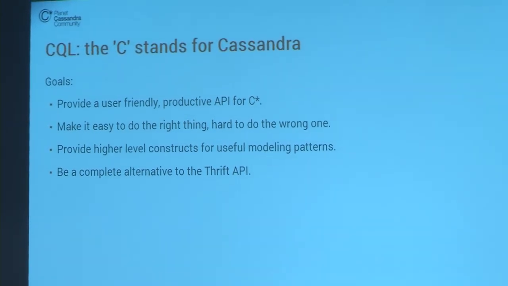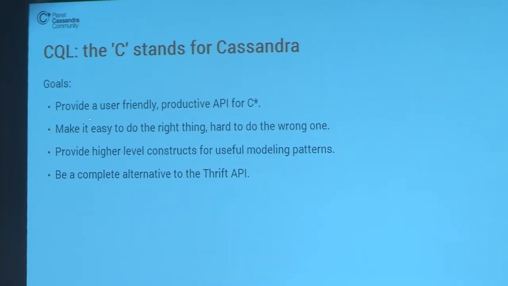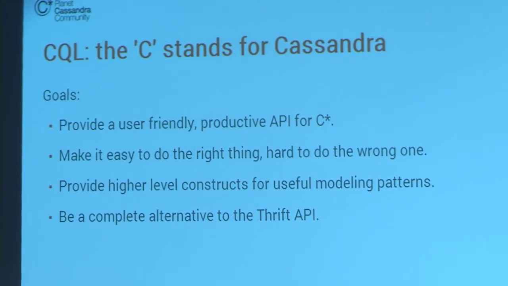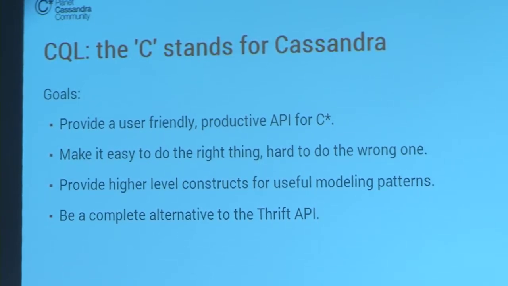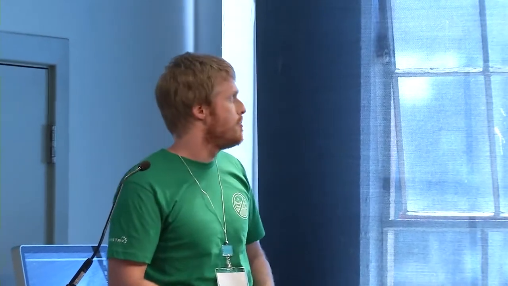Now, what are the goals of CQL? What I've hinted at is that we want a user-friendly API that is productive and allows you to do stuff. That's all we care about. We want to make it easy to do the right thing and harder to do the wrong one. We cannot make it impossible to do the wrong one, but at least we want to make it easy to do the right thing. That implies giving you higher level constructs to work with, rather than just saying here, you can store bytes and do whatever you want with that, okay?